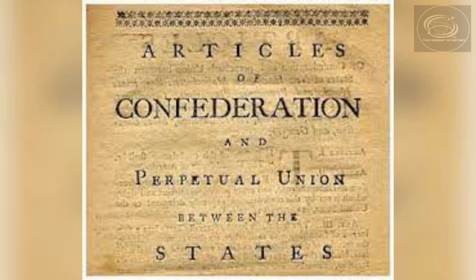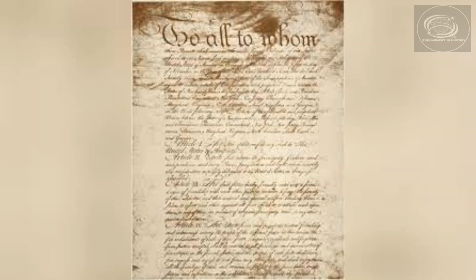The Articles of Confederation, adopted in 1781, served as the first Constitution of the United States. However, its weaknesses led to the Constitutional Convention of 1787.